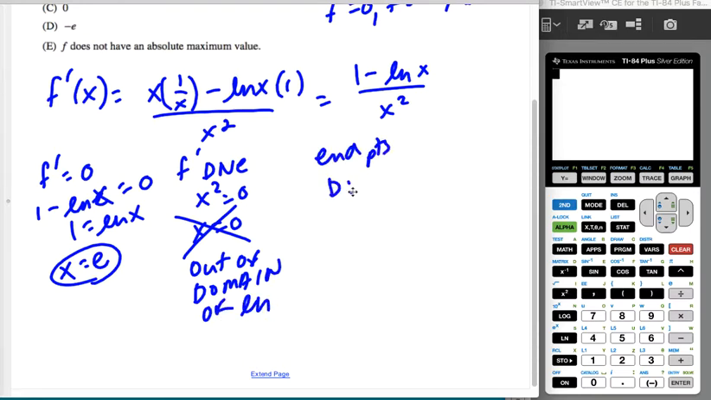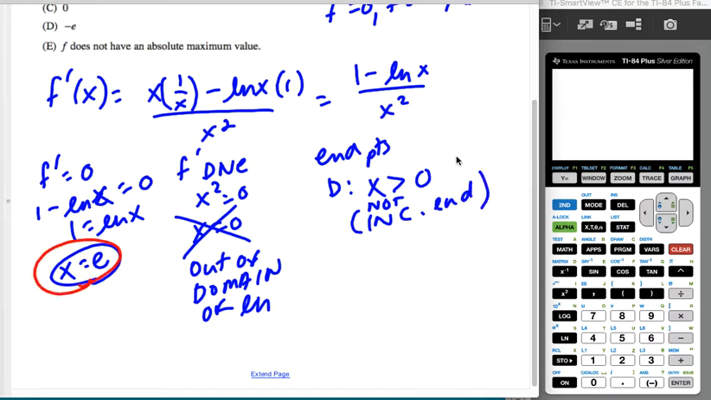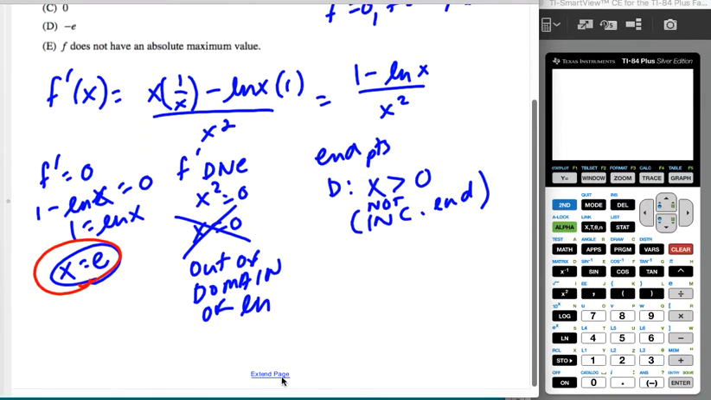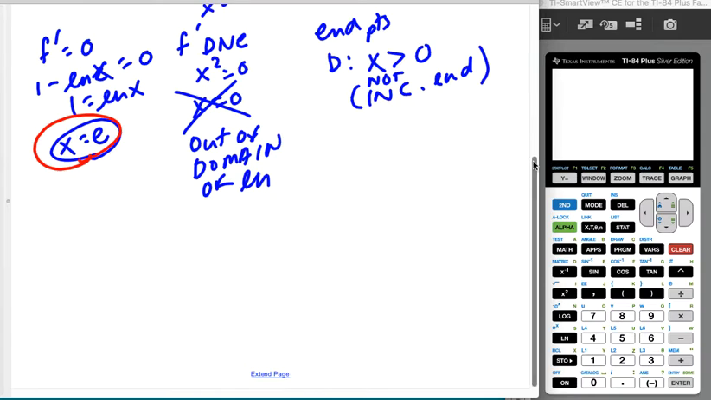which brings us to the endpoints. The domain of natural log is that the inside of the log has to be strictly greater than 0, which is not an included endpoint, but it is an endpoint that I have to be aware of. So it turns out that this is the only critical point. Now, if they hadn't thrown in answer E, I could just find the y value at that point and be like, cool, peace out, that has to be it. The problem is that it might not be a max.